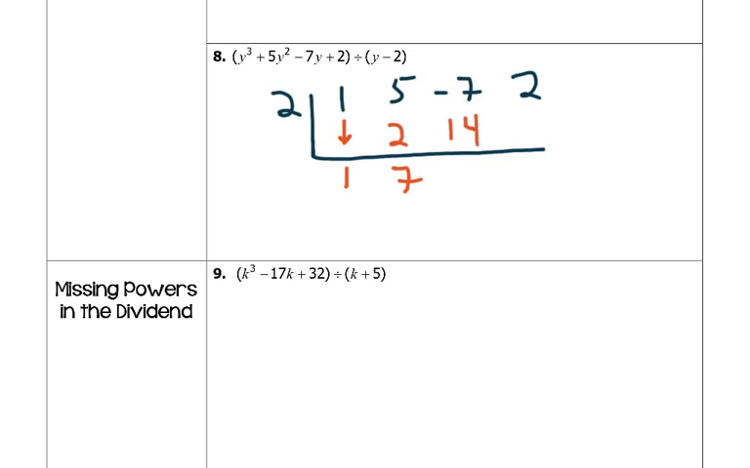-14 plus -7 plus 14 gives us positive 7 again. 2 times 7 is 14. And this will be our remainder. 16. That's our remainder. I'll circle it.